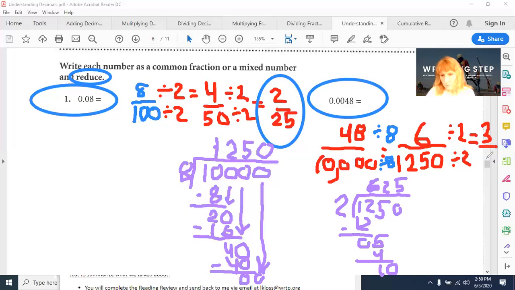So 3 over 625. And now we have to decide, will 3 divide into 625? Well, we can add the digits, 6, 7, 8, 9, 10, 11, 12, 13. 13 won't divide by 3, so that is as low as we can go. And we'll circle that answer. So the initial number was 48 10,000s. We'll reduce down to 3 over 625. Okay. All right. I'm going to clear my drawings.